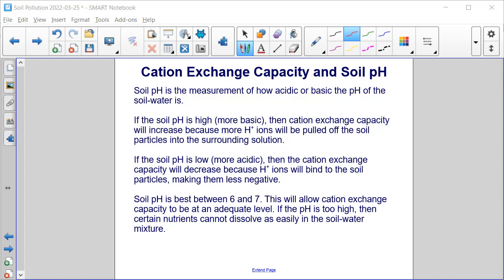Soil pH is best between 6 and 7. This will allow cation exchange capacity to be at an adequate level. If the pH is too high, then certain nutrients cannot dissolve as easily in the soil water mixture.